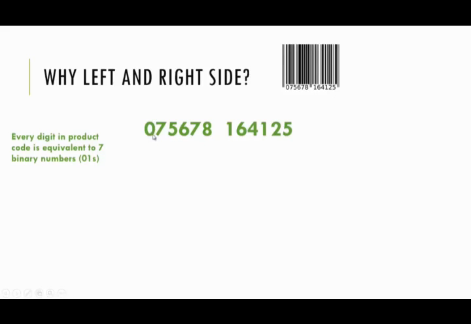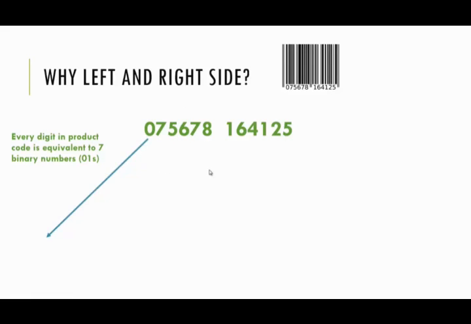So let's count these digits: 1, 2, 3, 4, 5, 6, 7, 8, 9, 10, 11, 12. So we get 84. It means that this product code of 12 digits is equivalent to 84 binary numbers. Please keep every bit of information in your mind, otherwise you will not understand what is coming next.